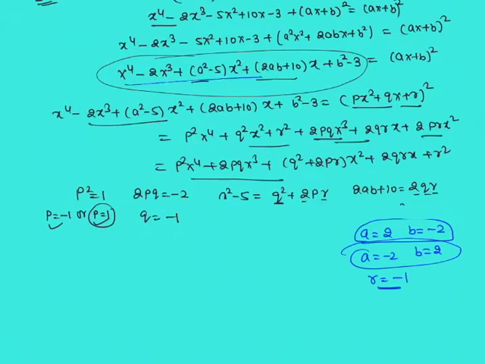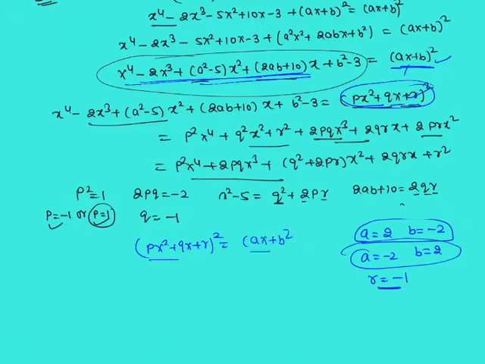You can see these two equations are equal, and this equation we will get as px square plus qx plus r whole square. So we can say these two equations are equal. So we will get as px square plus qx plus r whole square equal to ax plus b whole square. So this we can write as what, p value is 1, q value is minus 1, and r value is minus 1. So we will get as x square minus x minus 1 whole square equal to a value is 2 and b value is minus 2, or a is minus 2 and b is 2.